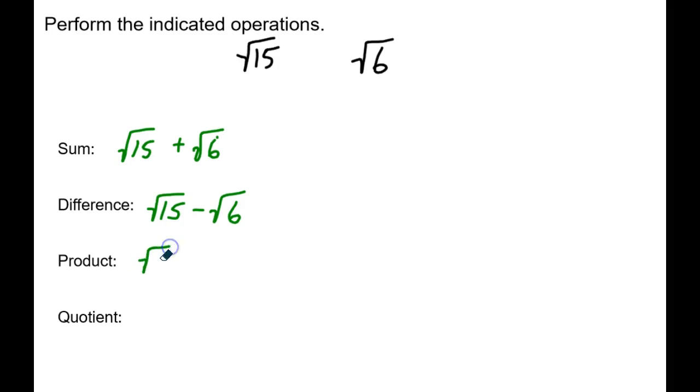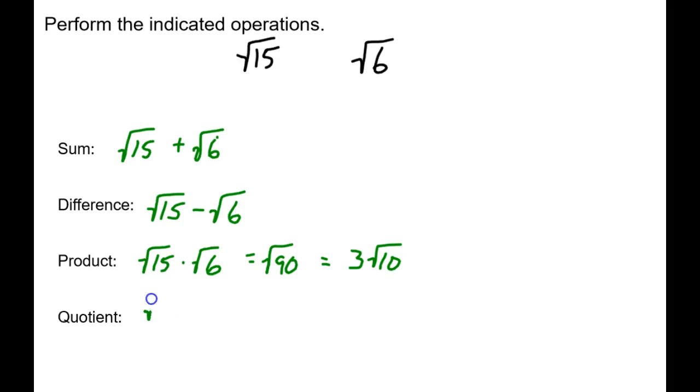Next, we're going to take the product. So we have the square root of 15 times the square root of 6. Well, 15 times 6 would give me the square root of 90. Now I can try to simplify that. I know that breaks up into the square root of 9 times the square root of 10. The square root of 9 is 3. So I can rewrite that as 3 radical 10. So when taking the product, we can actually simplify that a little bit.